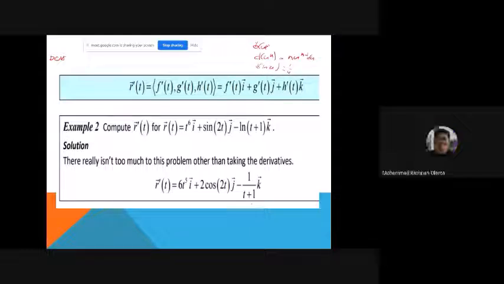Hello? Yes, yes, ma'am. Ma'am, hindi po kayo mag-chain rule niyan. Isa-isa na lang po ang component.